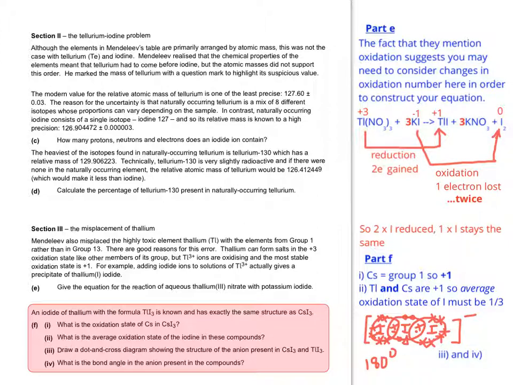So it's basically a linear anion with 3 covalently bonded iodines. It's got an overall -1 charge, so the average oxidation state of the iodine must be a third. Not the actual oxidation state, the average oxidation state. And then you've got a bond angle, obviously, of 180.